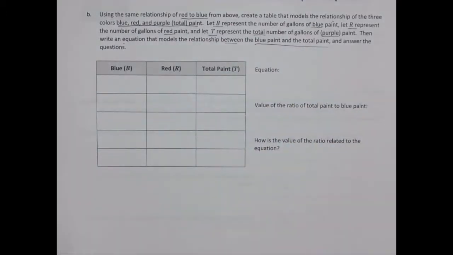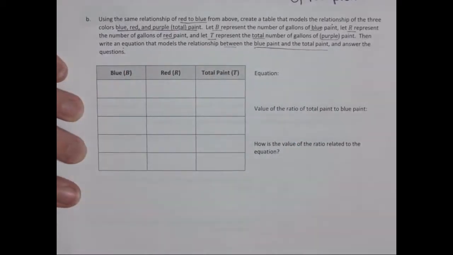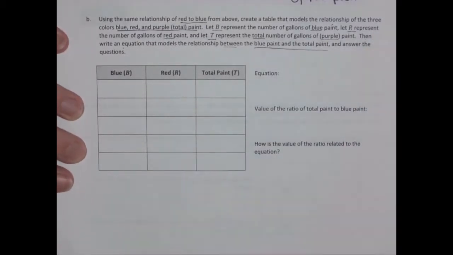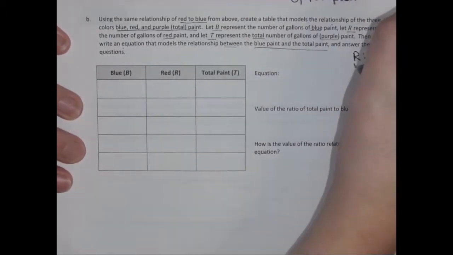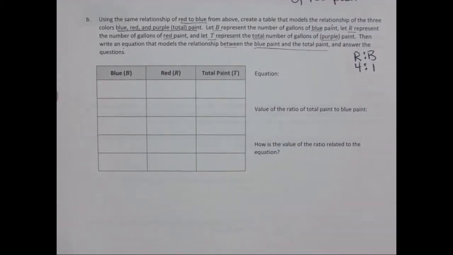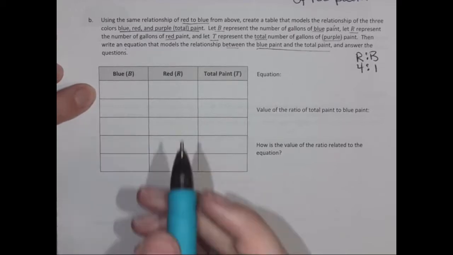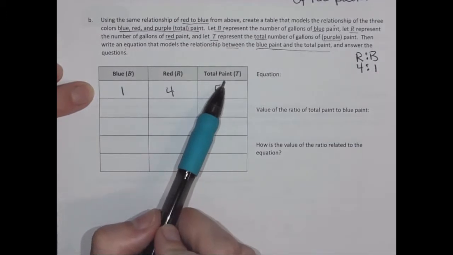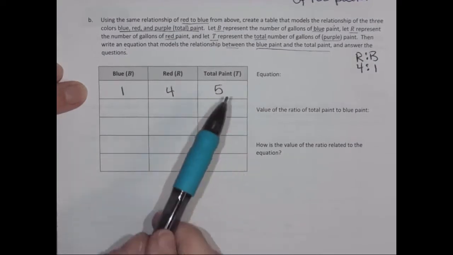Nice. So this time we need to fill out our table using the relationship that we used in part A. So what was the ratio in part A of red to blue? 4 to 1. Good. Pay attention to the order because order matters, and tell me what to write in my first row. Blue 1, red 4, purple 5. Yes. The total amount of paint is our purple paint because it's the red and blue mixed together. So the total is 5.